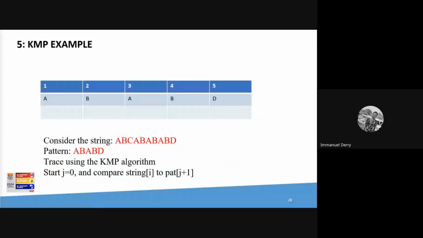And this is also an example. Consider the string and this is the pattern. So trace using the KMP algorithm. We start from base row to 0 and compare string I to pattern. Basically, that's what we just did, right? So we compare the previous, which is a suffix, to the prefix. If there is a match, then the LPS is marked as 1. If there's no match, the LPS is marked as 0. Basically, that is all.